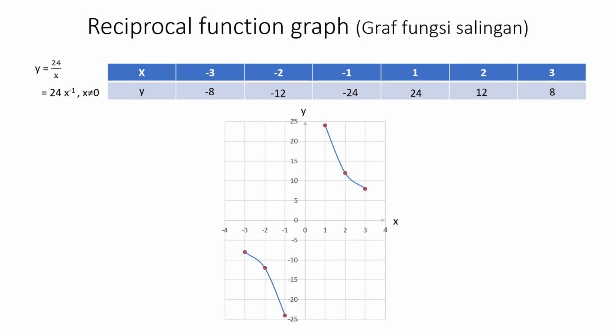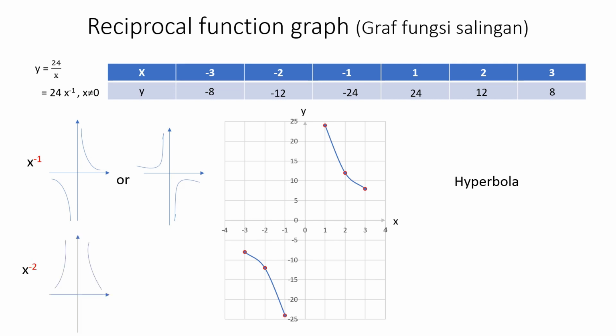For a reciprocal function graph, the power of x is -1 or -2. This shape is called a hyperbola, where the two curves are mirror images of each other. For x to the power of -1, the shape can be like this way or like this. For x to the power of -2, the shape can be like this or like this.